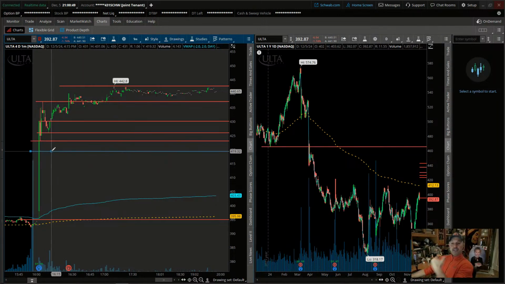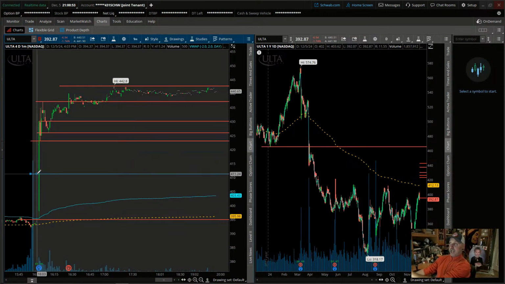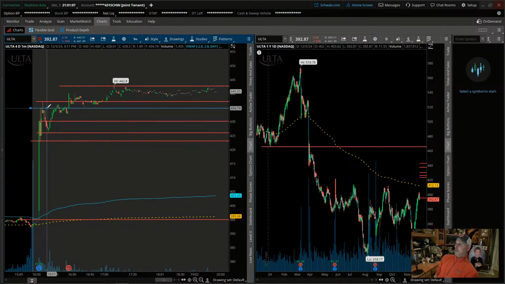When you get back inside a big candle, there's a chance that it could just give way, because there's nothing here to prevent it from giving way. So again, that's a big if. You have to get through here, and here. But this is going to be an interesting name.